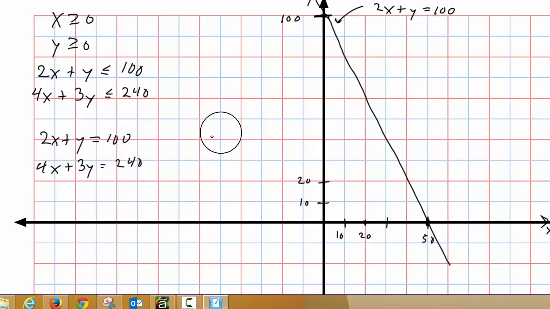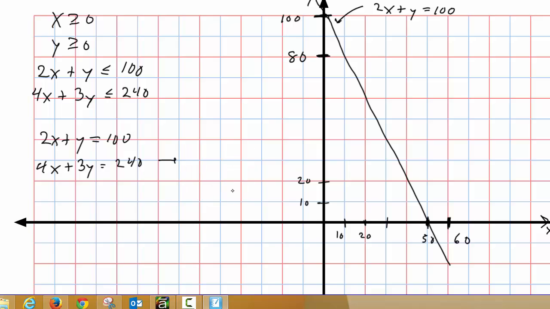Okay. Now we have to do the same thing for the other line, 4x plus 3y equals 240. We do the same thing. Let's find the x and y intercepts. So to find what crosses the x-axis, we set y equals 0. So we get 4x equals 240, and we can solve for x equals 60. So that would be right here. Here's 60. And now we need to know where it crosses the y-axis. So we plug in x equals 0, and then we get 3y equals 240. So y equals 80 satisfies that, and that would be right here.